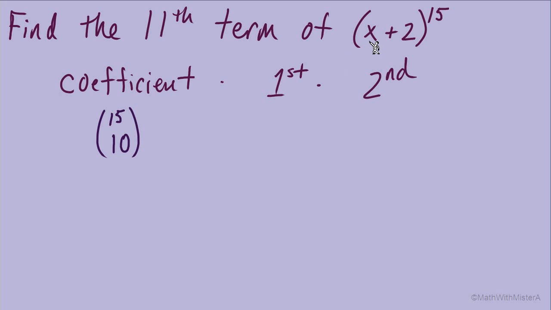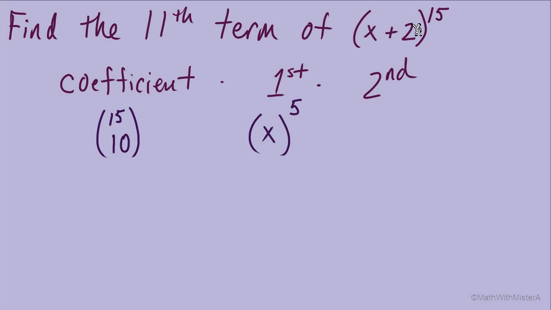Next, we're dealing with how the first term is handled. It's x to some power. Our first term uses x to the 15th, and then it decreases. So our second term uses x to the 14th, the third term uses x to the 13th, the fourth term uses x to the 12th, and so on. So counting that way, we'll find that the 11th term uses x to the 5th. We've counted down from 15 to 14 to 13, and so on, down to x to the 5th.